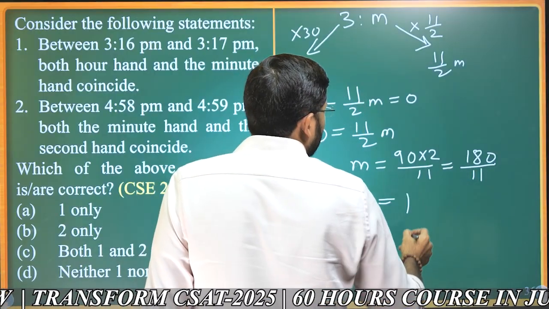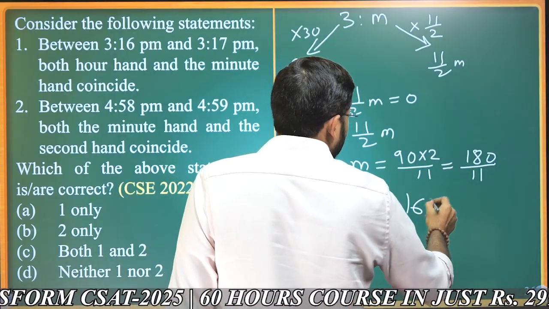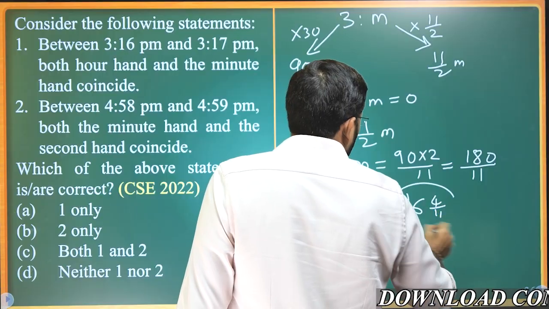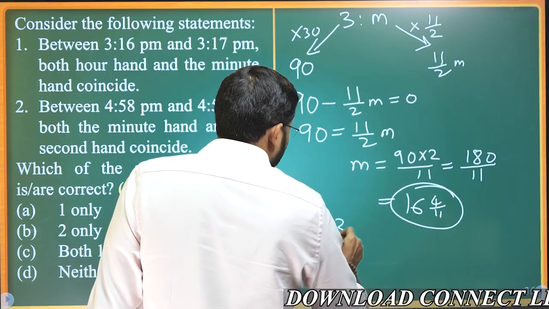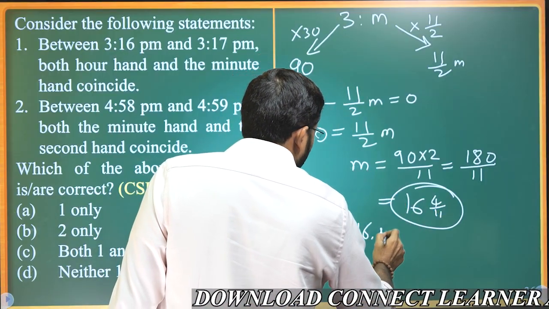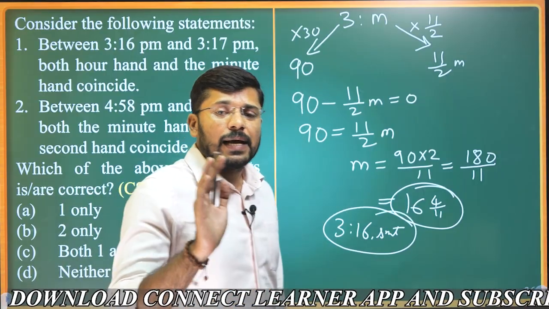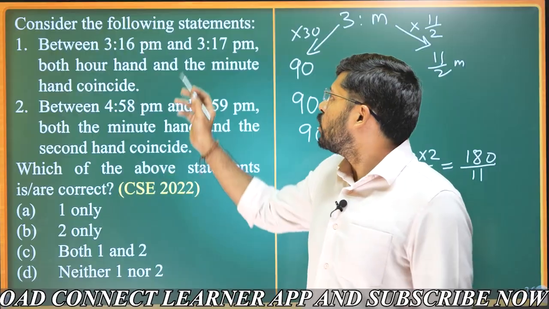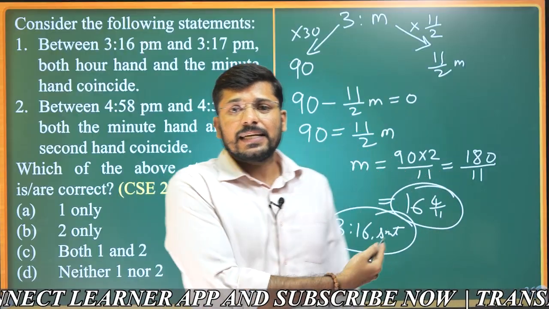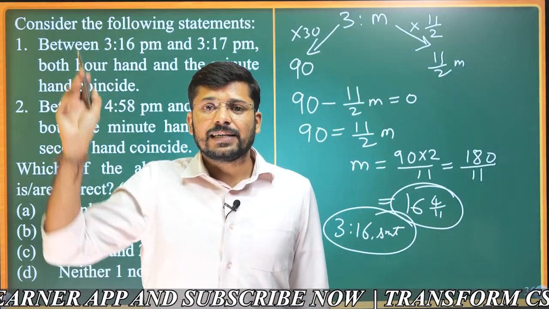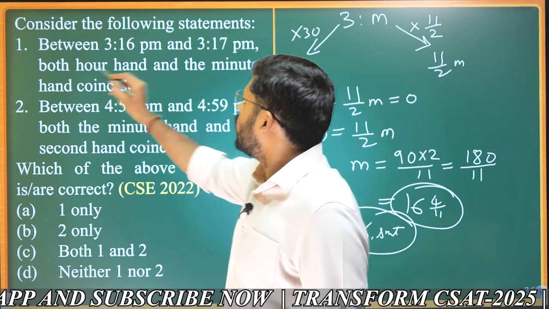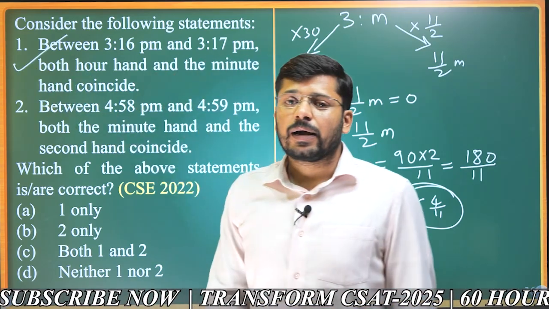So, 11 ones are 11, 11 sixes are 66, and you have 4 remainder. So, at 3:16 point something minutes, the hour hand and the minute hand will coincide. Does that time, 3:16 something, fall between 3:16 and 3:17? Yes. So, statement 1 is correct.